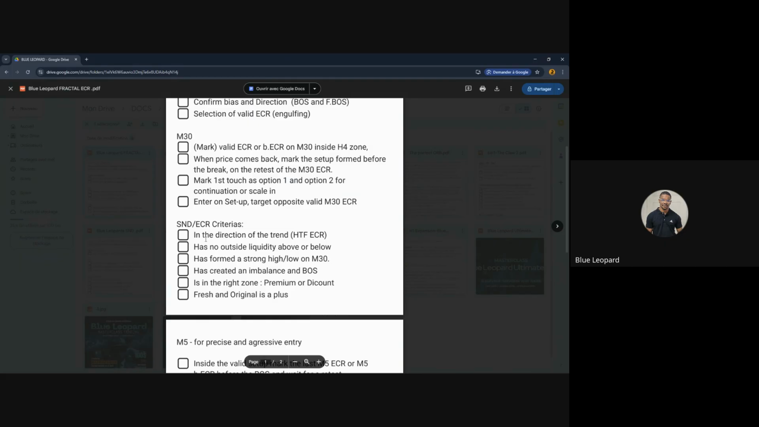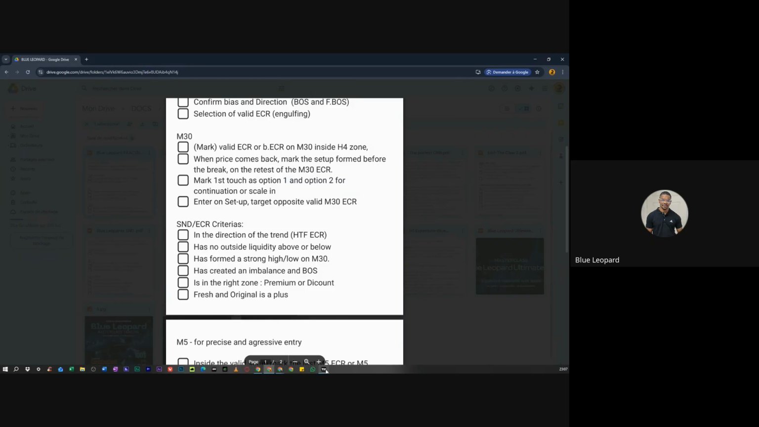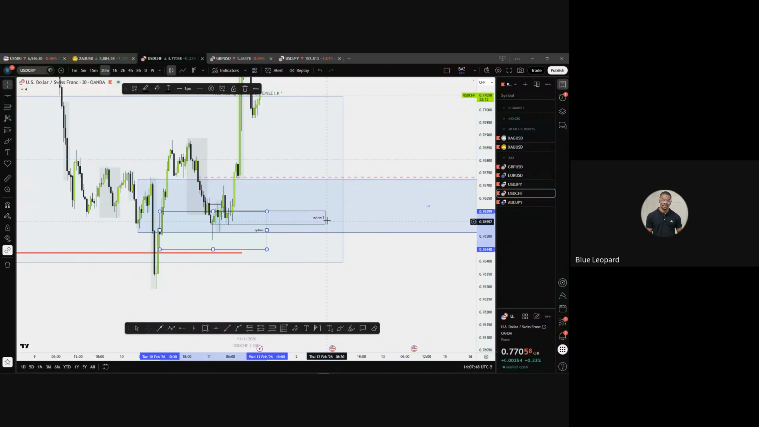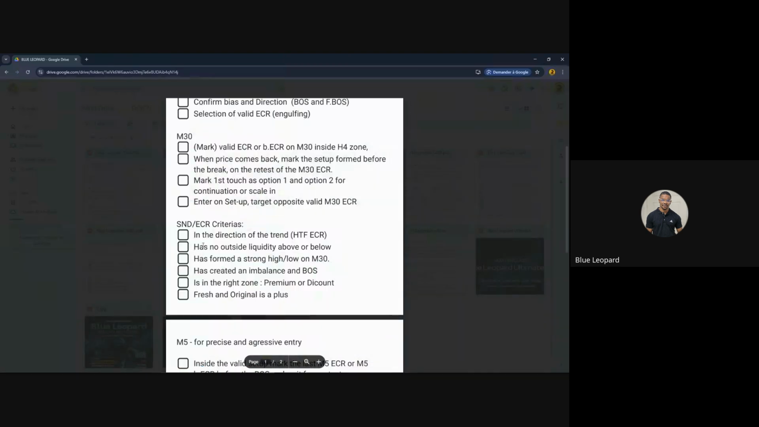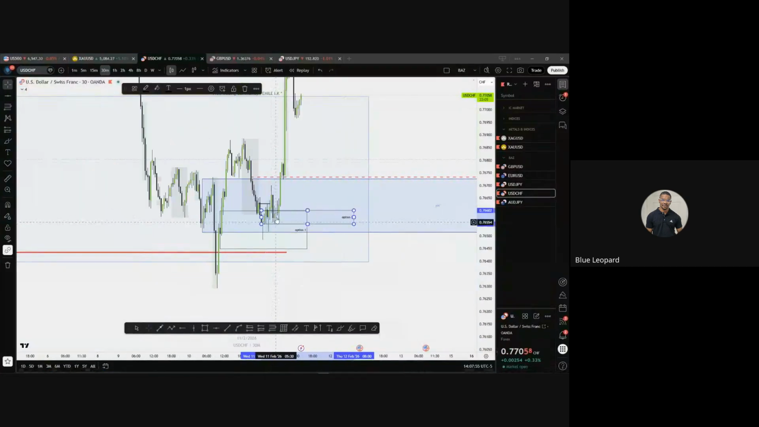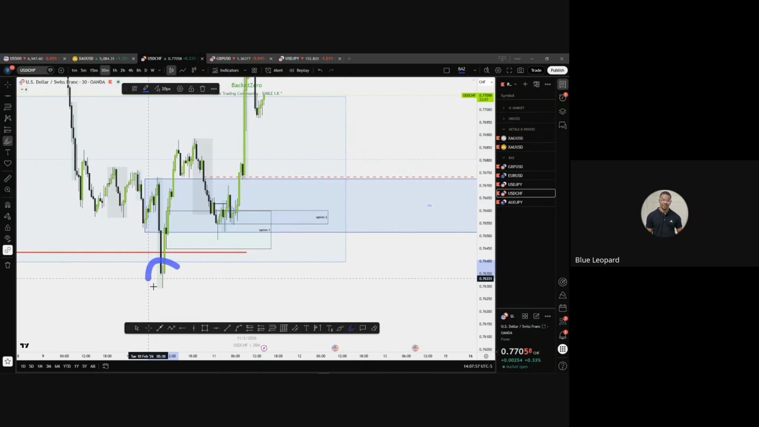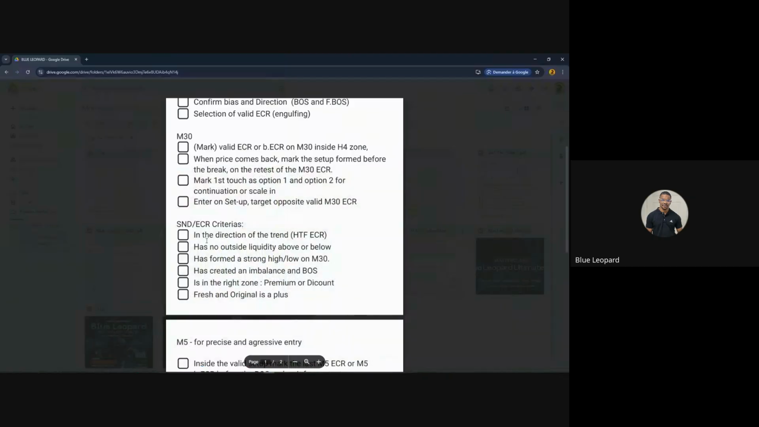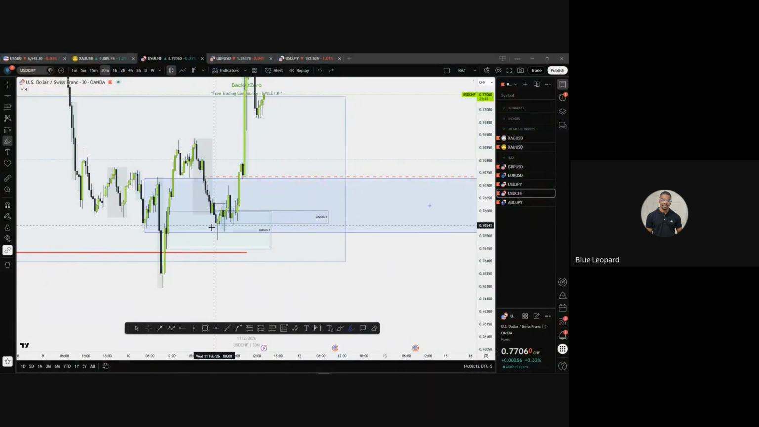Let's go back here. Now, what you do next is you focus on the criteria. To validate your M30, you must have the ECR in the direction of the trend, the higher time frame ECR. Remember, it was bullish. Are we bullish? Yes, it's valid. Secondly, the criteria has no outside liquidity above or below. It means we already took liquidity down here, so we don't have any liquidity outside of our ranges. That's good. Third one, has formed a strong high, strong low on M30. A strong high and strong low means what? It means we had a sweep and then a break of structure.